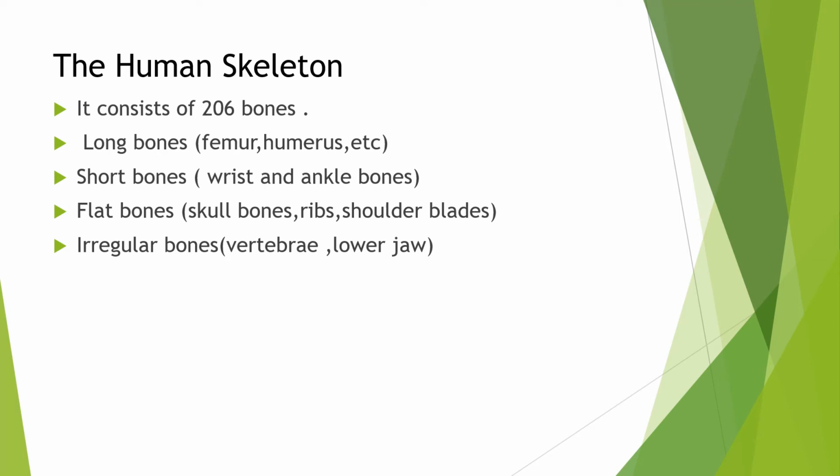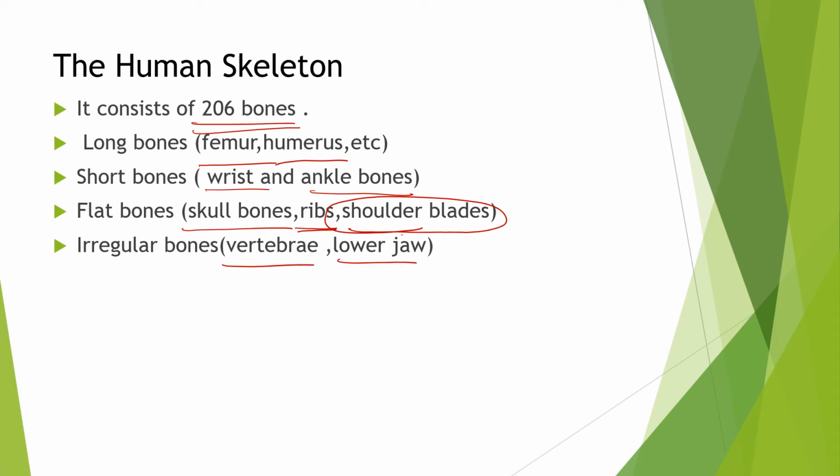Now first we should know what our human skeleton consists of. The skeleton of an adult human consists of 206 bones. These are in the form of long bones. What are the long bones? The femur and the humerus. There are other long bones as well. The short bones are basically the wrist bones and the ankle bones, and a few very small bones in the ear as well. There are several flat bones, which are mainly the skull bones, the rib bones, as well as the shoulder blade bones. There are several irregular bones also, which are the vertebrae and the lower jaw. So this is how I have divided the human skeletal system into a few parts: long, short, flat and irregular shaped bones.